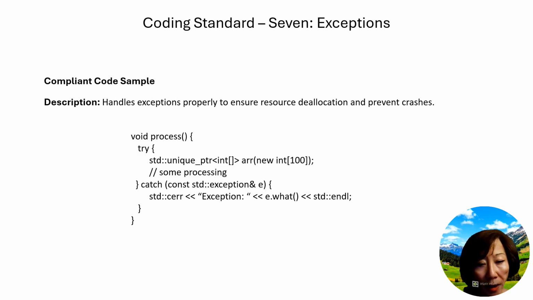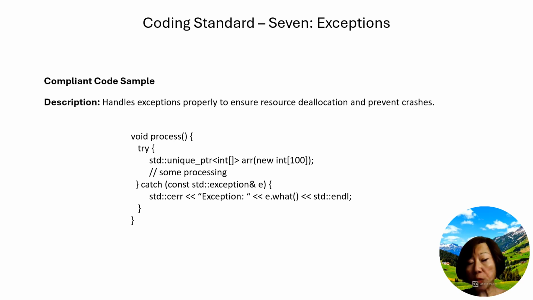So to handle exceptions properly is to ensure resource deallocation and prevent crashes. First of all, you ensure that any dynamically allocated resources get deallocated, and also you want to make sure that when you allocate something, it is indeed successful before using that resource. So here, first of all, we're using smart pointers, which is good. Two things to note here: the use of a try-catch block and the use of smart pointers.